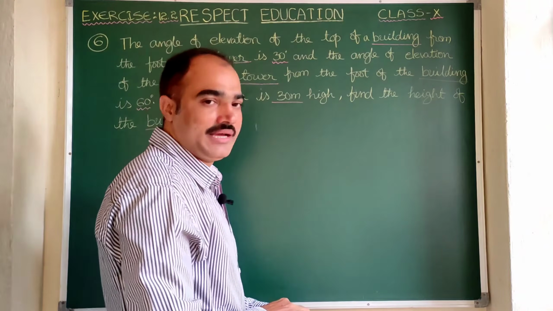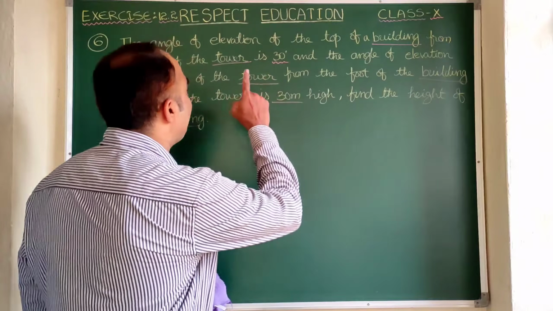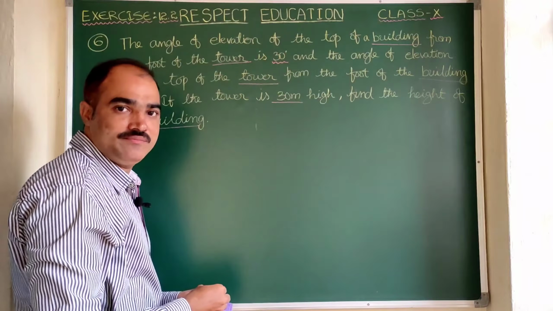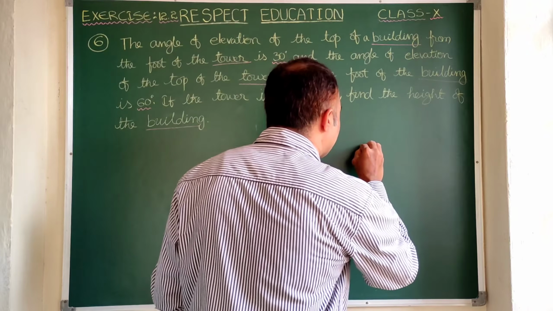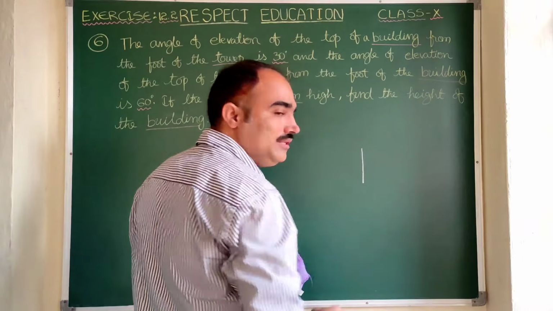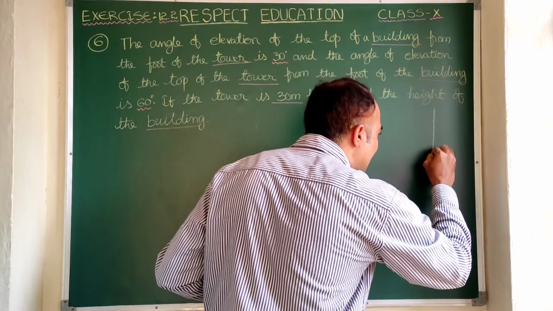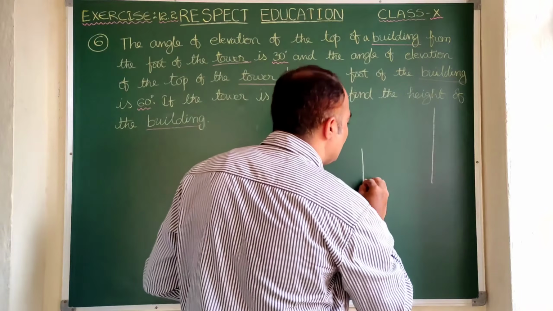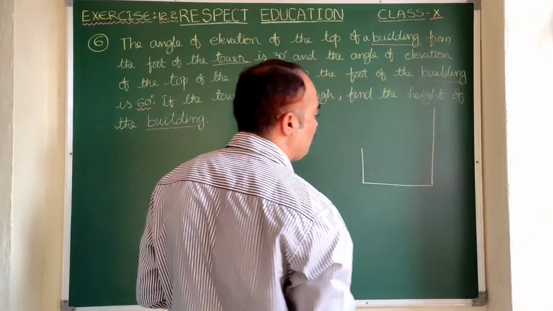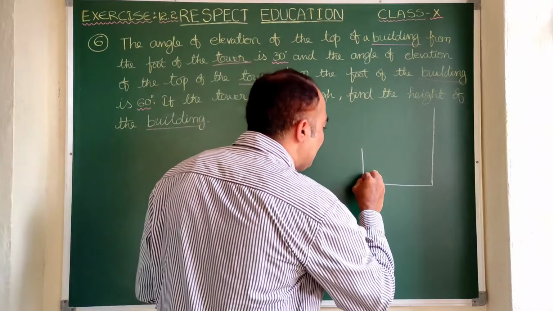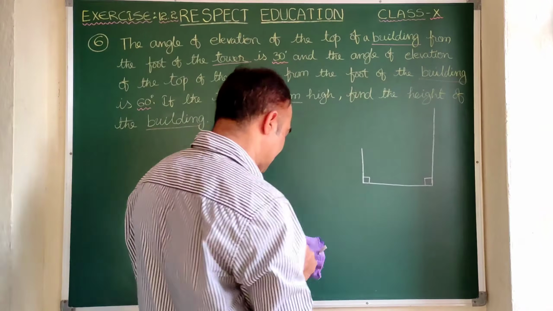Let us draw a suitable diagram. In general, you can easily think that a tower is always taller than a building. So keeping it in our mind, let us assume this line as the building. As the tower is taller than the building, I am taking the tower here. Both of them lie on the ground. That means this angle is 90 degrees. At the same time this angle is also 90 degrees.